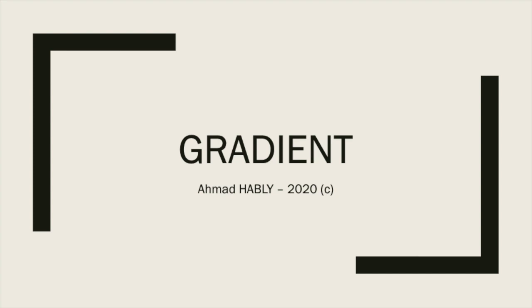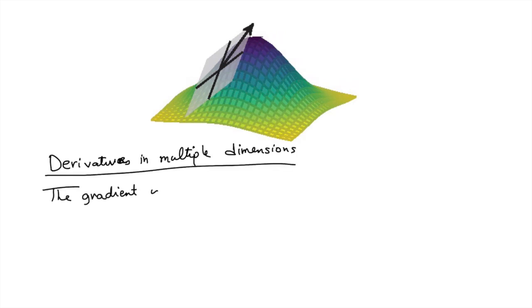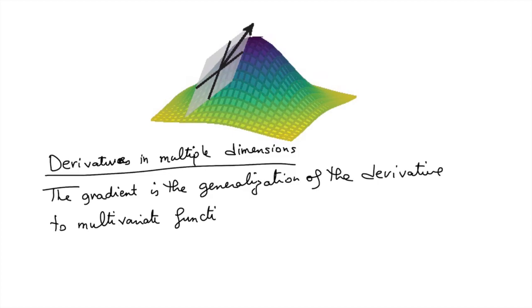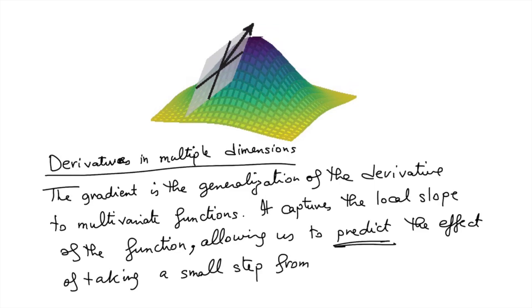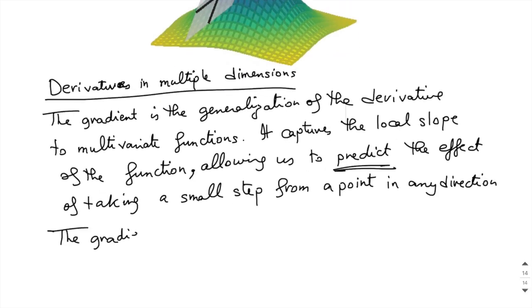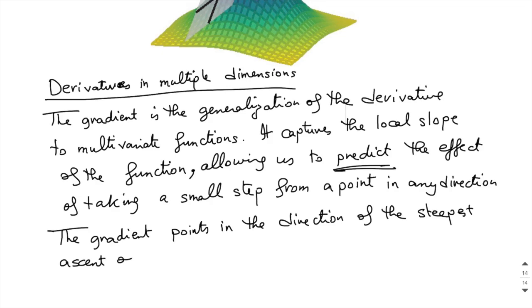Now we will talk about the gradient of a function, so derivatives in multiple dimensions. The gradient is the generalization of the derivative to a multivariate function, or a function with multiple variables. It captures the local slope of the function, allowing us to predict the effect of taking a small step from a point in any direction, as we see in the figure. The gradient points in the direction of the steepest ascent, so we're going up, of the tangent hyperplane. So this is the hyperplane we see for this function.